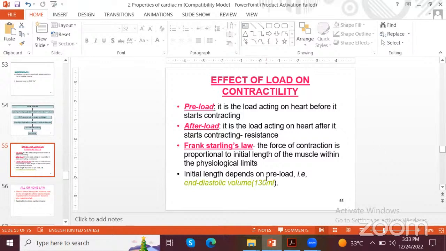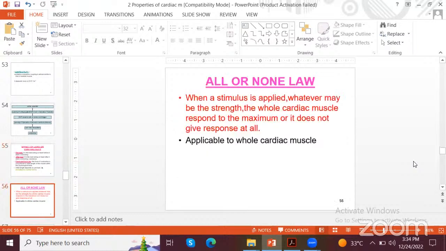Frank Starling law states that the force of contraction is proportional to the initial length of muscle within the physiological limit, and the initial length depends on the preload, that is the end diastolic volume. And the next property is the all or none law. That means when a stimulus is applied, whatever may be the strength, the whole cardiac muscle responds to the maximum, or it doesn't give a response at all. And this is applicable for all cardiac muscle.